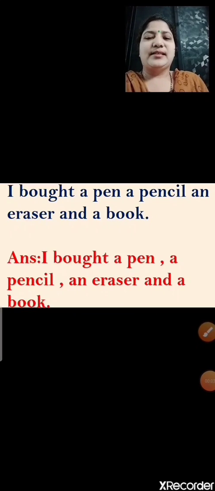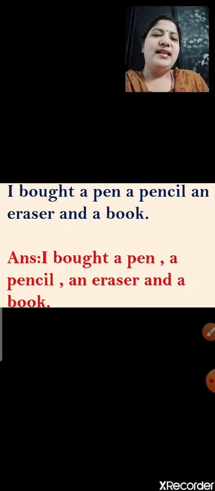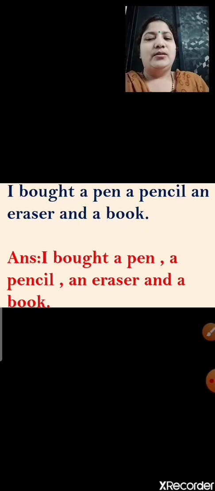Now next. I bought a pen, a pencil, an eraser and a book. So the answer is: I bought a pen, comma, a pencil, comma, an eraser and a book. Okay children? Understood?